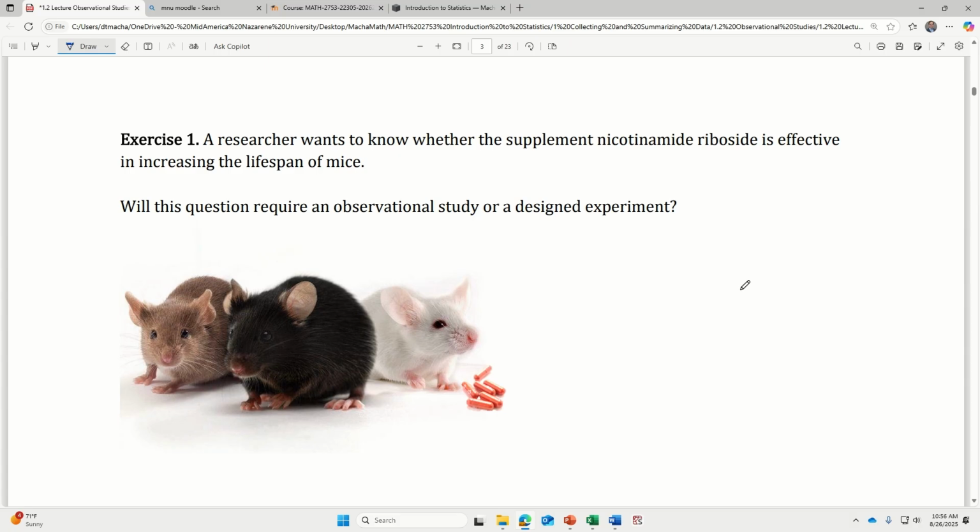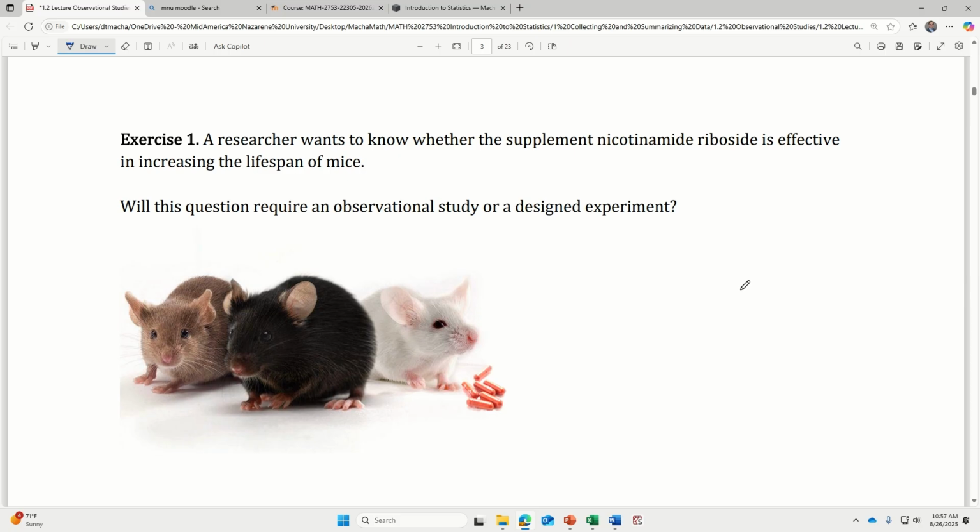Okay. If you are a pharmacy researcher trying to research supplements and drugs, and you want to know whether or not a particular supplement, I don't know how to pronounce this, is effective for increasing the lifespan of mice. It's always nice to start off testing drugs in animals, because that way you don't have to actually put people through it if there are any negative side effects. And so this is the question you might answer.